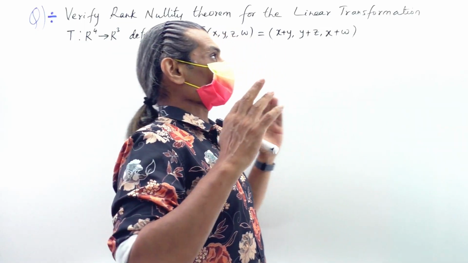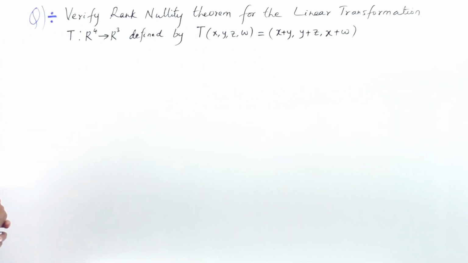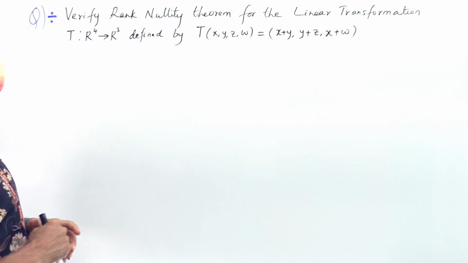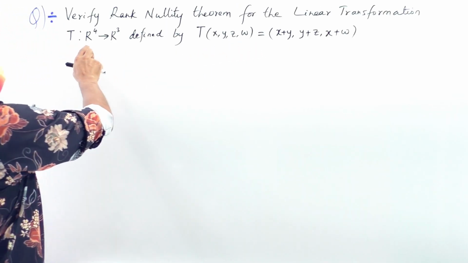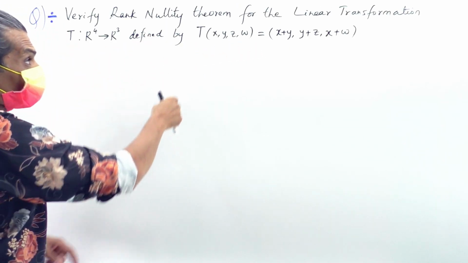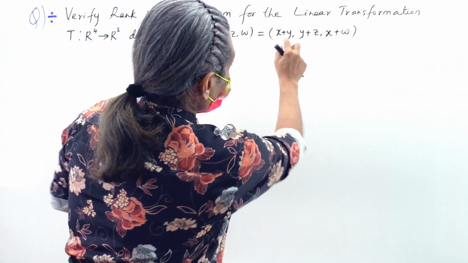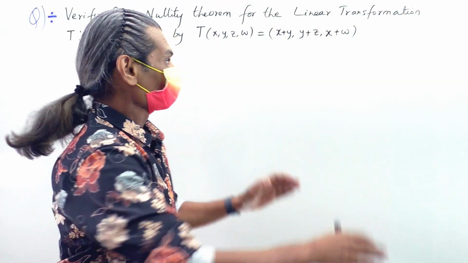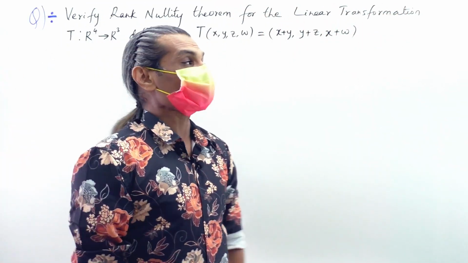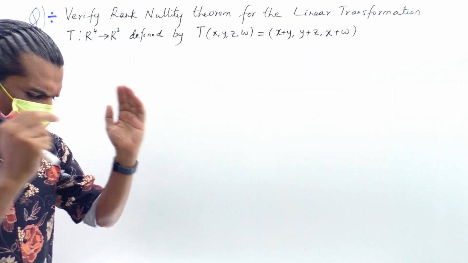Fine. So let's start solving with this problem here. We have: verify Rank-Nullity Theorem for the linear transformation T defined from R^4 to R^3, defined by T(x, y, z, w) = (x + y, y + z, x + w). Okay. So let's solve this in the easiest way possible.